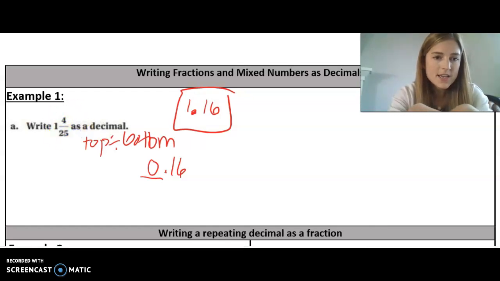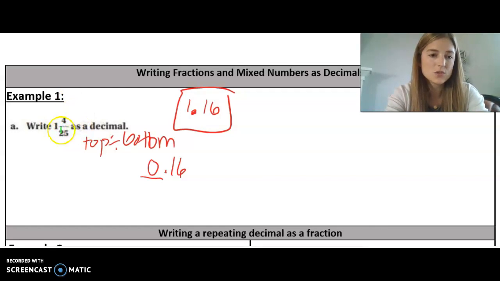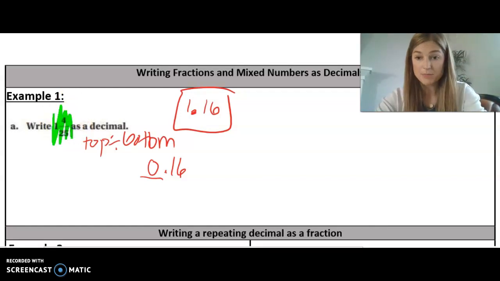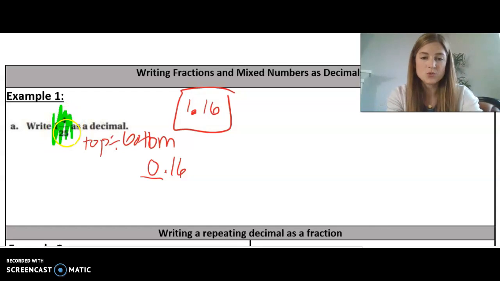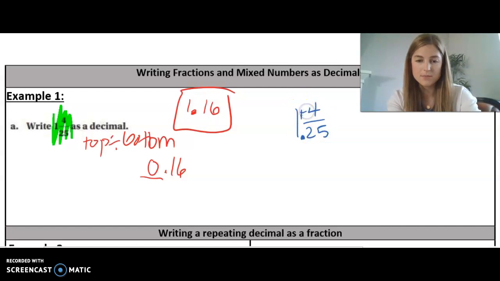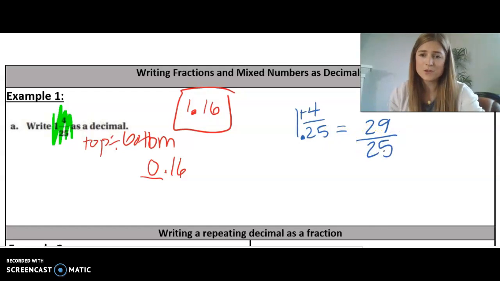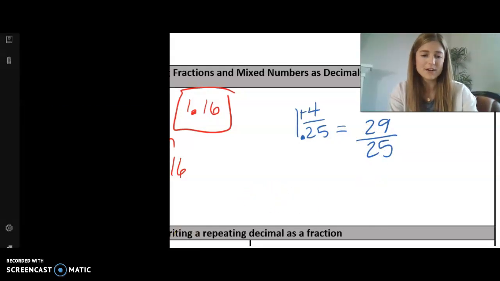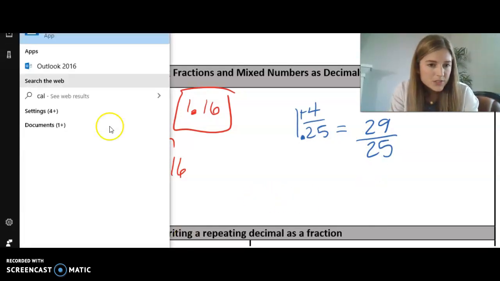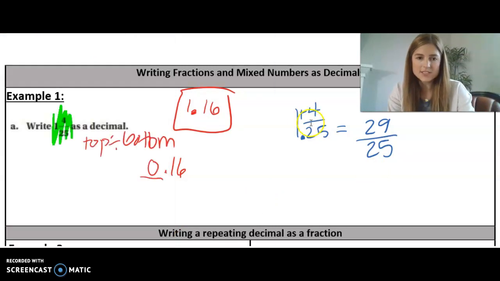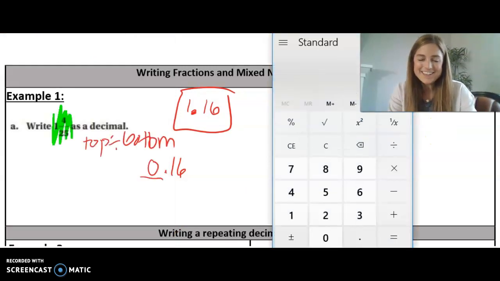Erase, erase, erase. Change this into an improper fraction. So let's do this over here. I do 1 times 25, which is 25, plus the 4, and you would change this into 29, keeping the denominator of 25. This is way easier when you go to type this into your calculator, and I'll show you what I'm doing, just in case you don't know how to type this in.